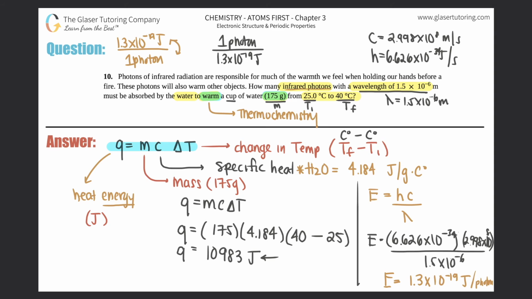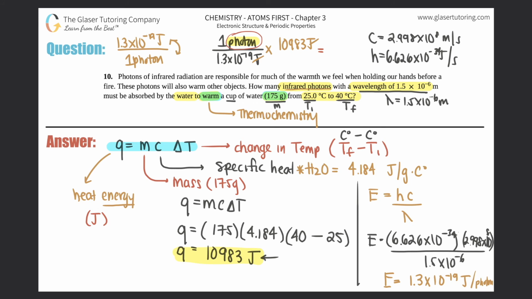Now the question was how many infrared photons? So we just want photons to be there, but we want to cancel out the joules, right? So did we find something else that told us how many joules there were? Oh yeah, this one, right? So if I just multiply by 109.83 joules, what happens to joules? Oh, they cancel. And I'm left with how many photons. And that's how we do it.